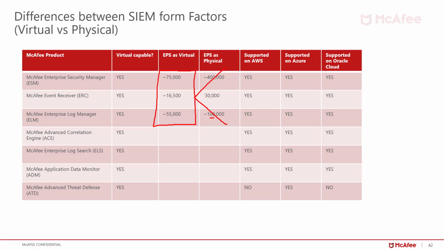But as you can see, from a physical standpoint, the physical devices can handle more events per second. But for a customer that's starting out and only needs a small SIEM, a virtual might be the best route for them to go.